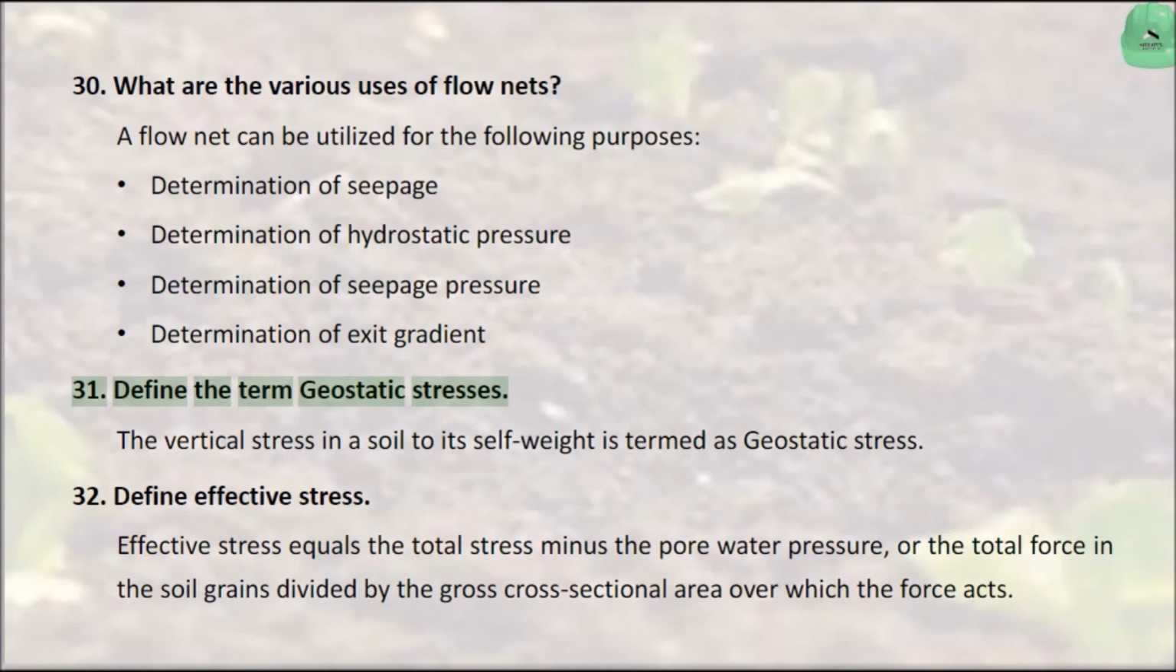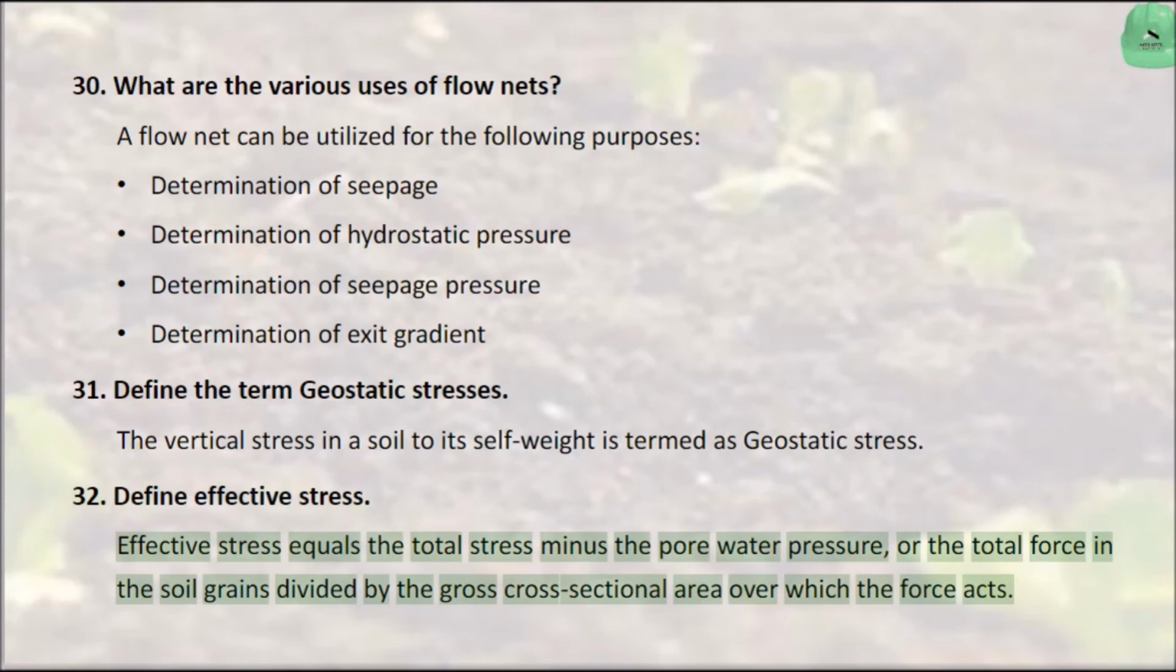Define the term geostatic stresses. The vertical stress in a soil due to its self-weight is termed as geostatic stress. Define effective stress. Effective stress equals the total stress minus the pore water pressure, or the total force in the soil grains divided by the gross cross-sectional area over which the force acts.